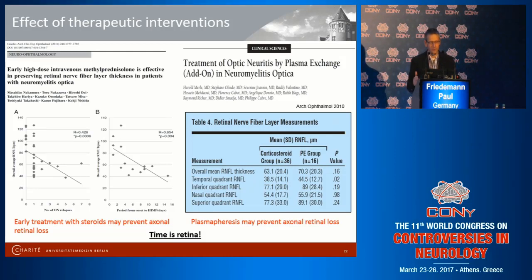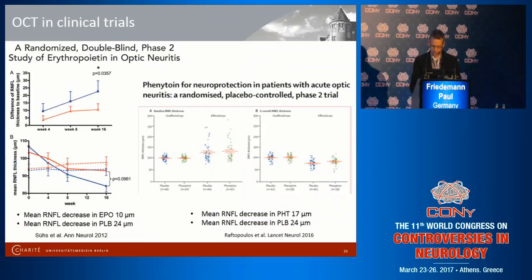That means we are speaking about time frames of days to maybe a few weeks. That means a wait-and-see approach, to my mind, after an acute event of severe optic neuritis, I think is not applicable to, let's say, future management of our patients. Okay.